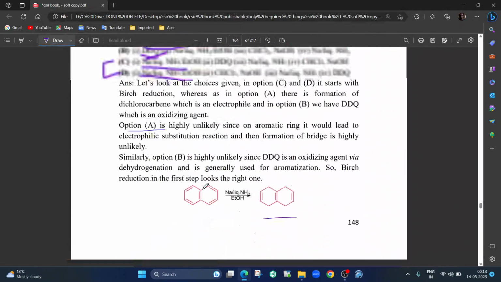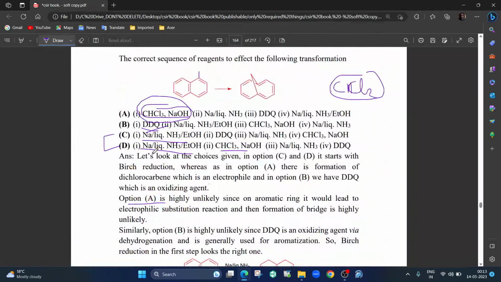Right? What was option D? You are having Birch reduction followed by chloroform NaOH, and then again Birch reduction, which we saw for removing that CCl, and then DDQ, right? So this Birch reduction first made it into Decalin system, and then this gave dichlorocarbene, so that the electrophilic addition reaction occurs in the middle, and then again Birch reduction to remove 2 CCl, and then DDQ to aromatize it.